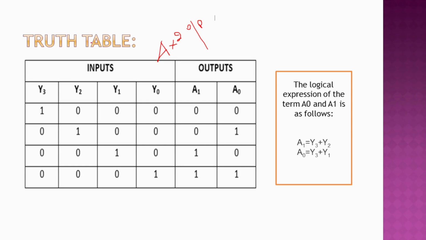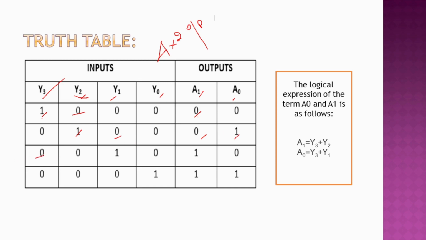It has 4 inputs, y3, y2, y1 and y0, and the outputs are given as a1, a0. When y3 is given as high input and the remaining 3 inputs are low, that is 0, you will get the output 0 0. When you give the second input as 1 and the remaining 3 inputs as 0, you will get an output of 0 1.